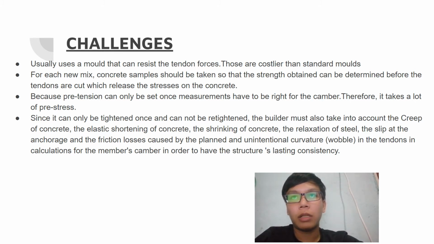The builder must also take into account the creep of concrete, the elastic shortening of concrete, the shrinkage of concrete, the relaxation of steel, the slip at the anchorage, and the friction losses caused by the bend and unintentional curvature in the tendon in the calculation for the member's camber in order to have the structure's lasting consistency.